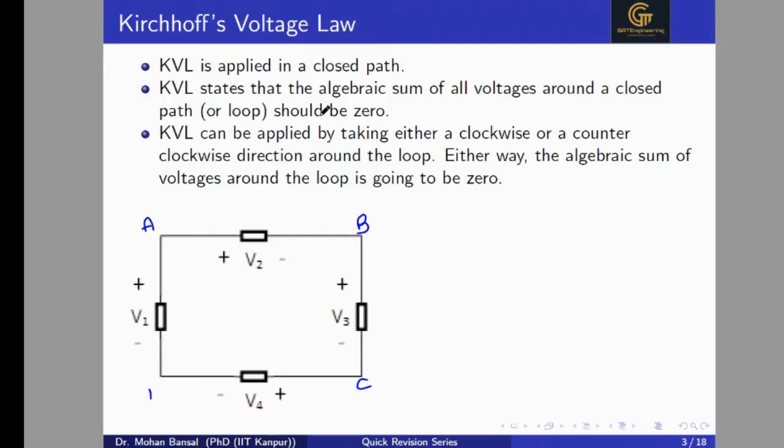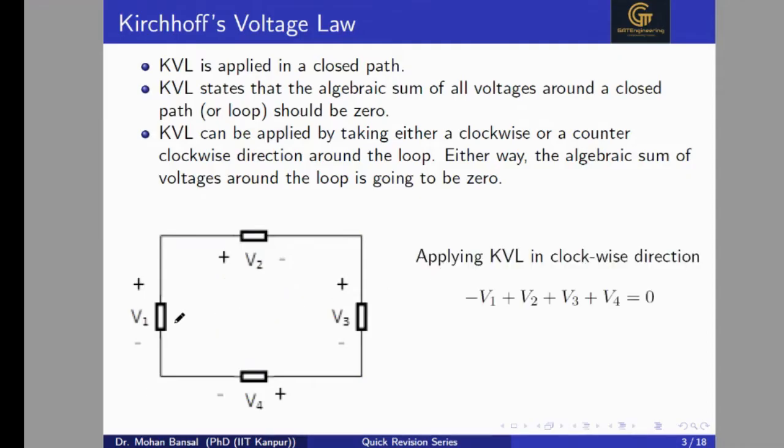KVL states that the algebraic sum of all voltages around a closed path should be 0, and KVL can be applied in either direction, either clockwise or anti-clockwise. We can apply any direction. This is anti-clockwise and this is clockwise. So we will start KVL in this circuit in the clockwise direction.